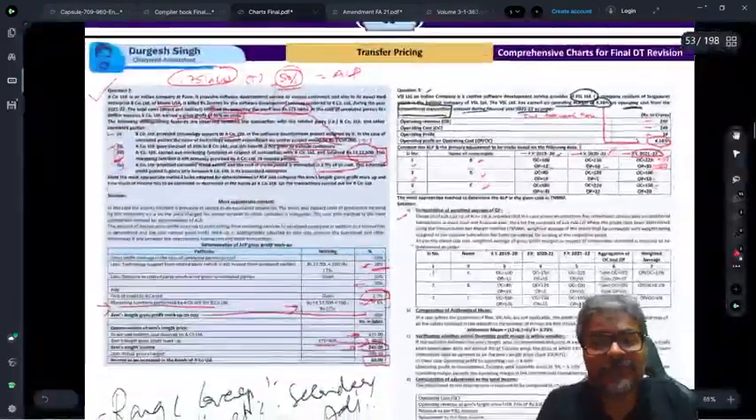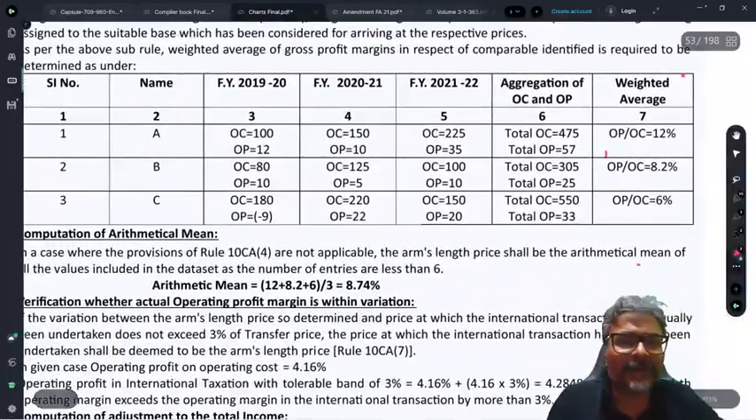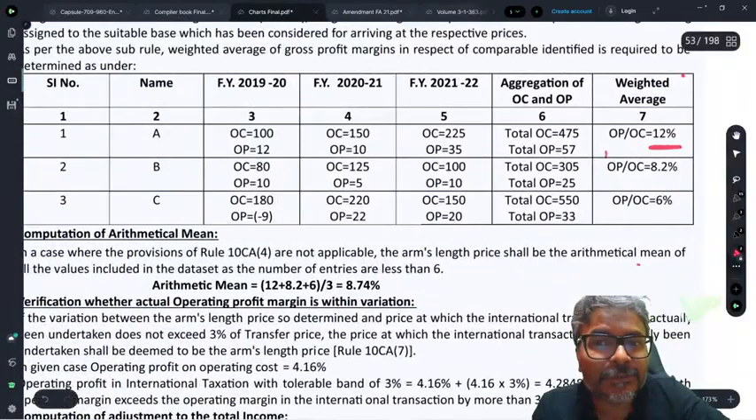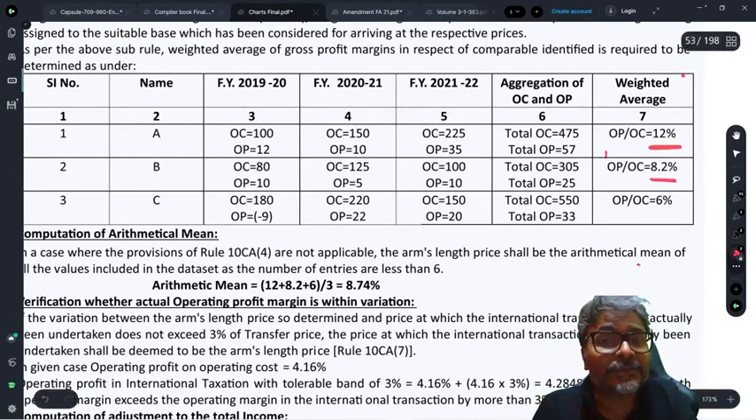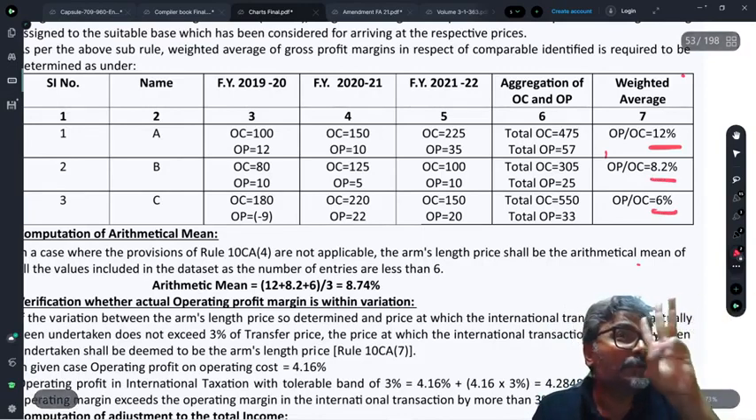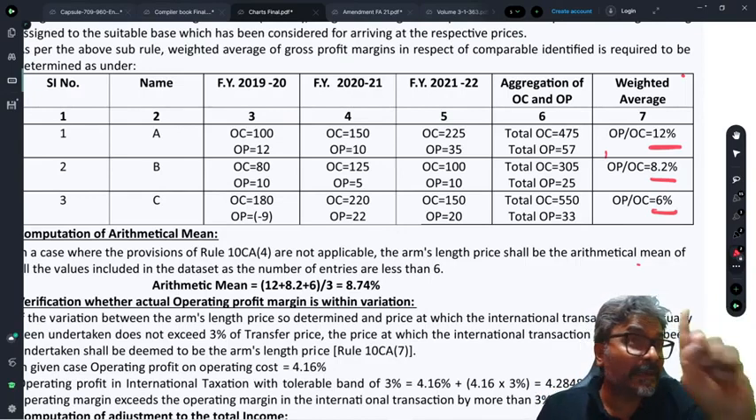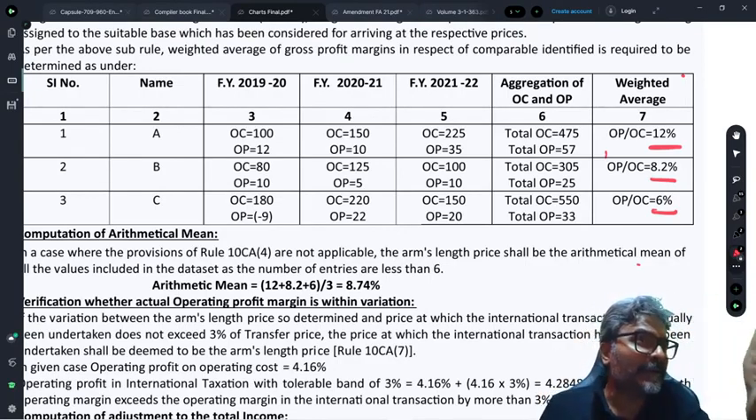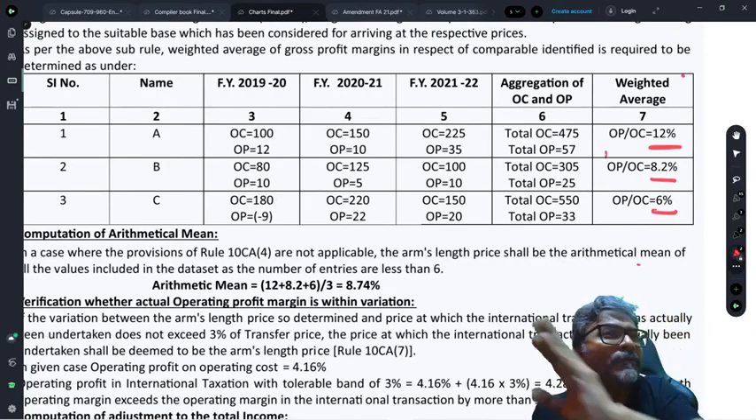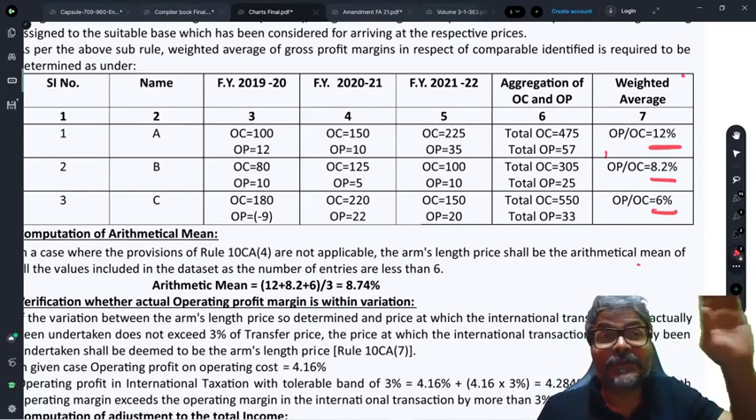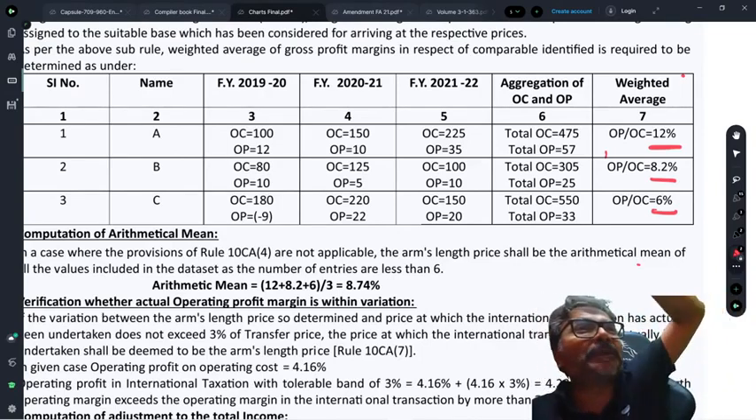And once you have taken this into account, see what happens. Then you take the weighted average. Now you get the margin, students. So this margin is not based on single year data. The margin in these three methods should not be determined on the basis of a single year data. It will be based on the 3 years data. So the 3 years data should be considered to develop the margin of the comparable transaction.